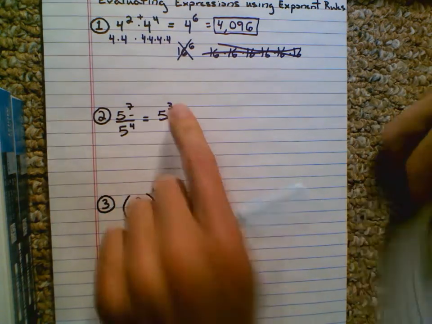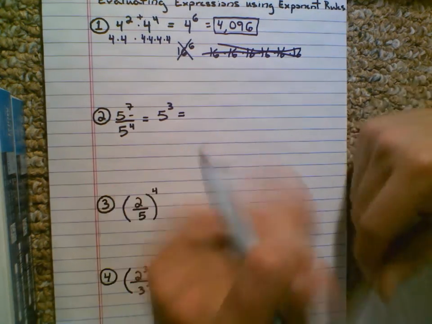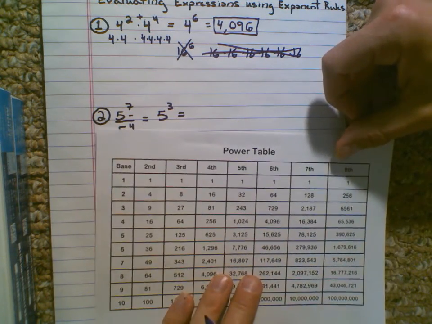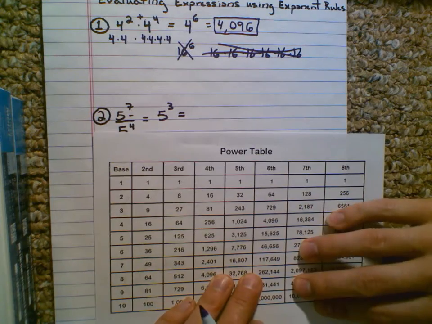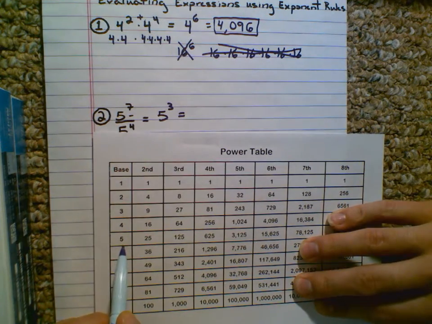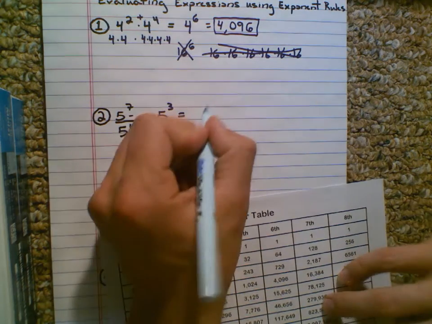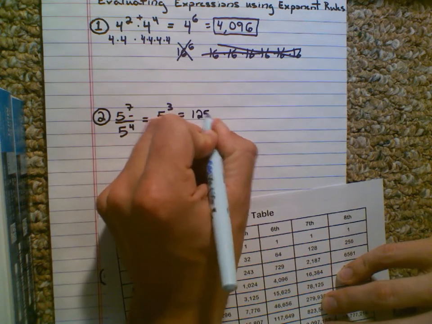Now, once again, to evaluate this, if I want to know what number that is equal to, I need to rely on a power table if I don't have a calculator. So we want to know what 5 to the 3rd is. So my base is 5. I go over to the 3rd power, and I see it's 125. So this is equal to 125.